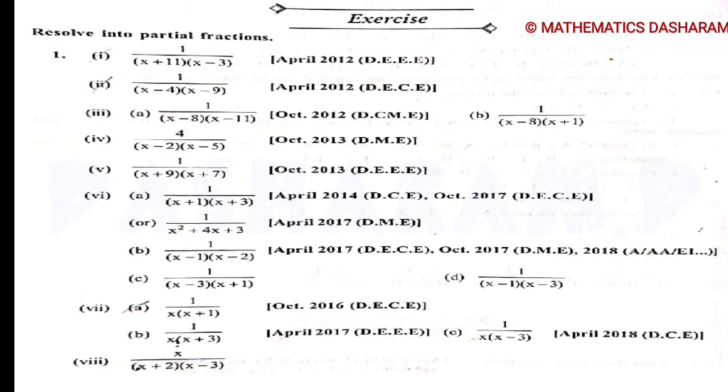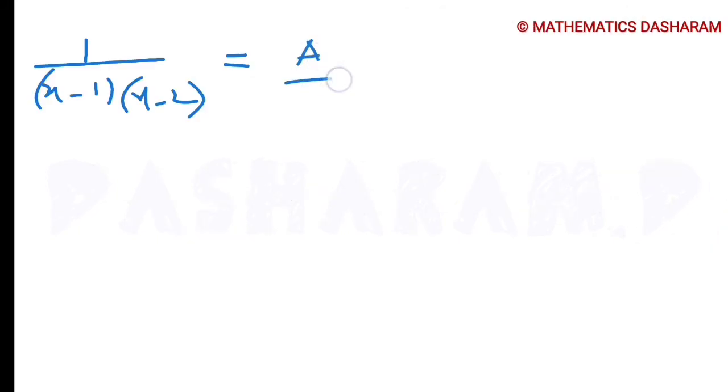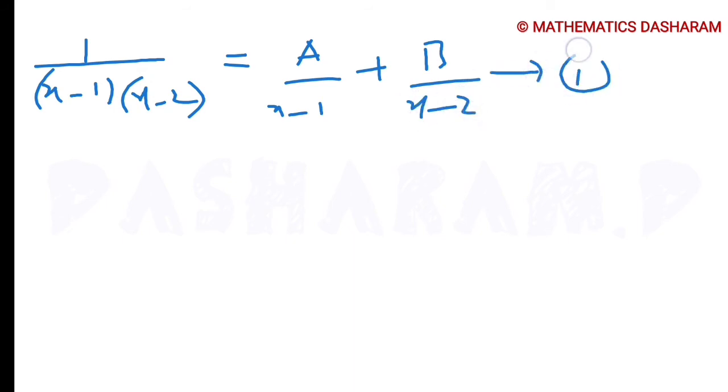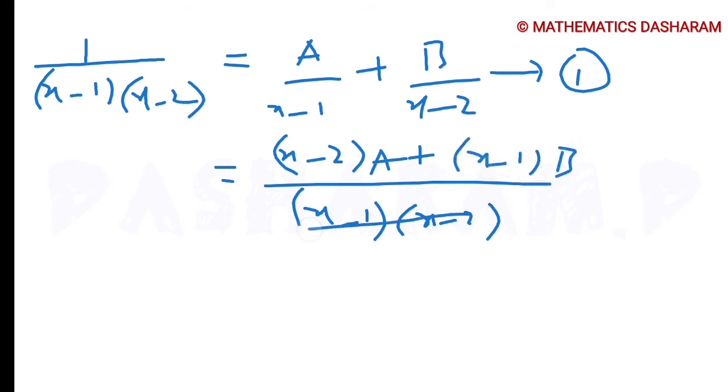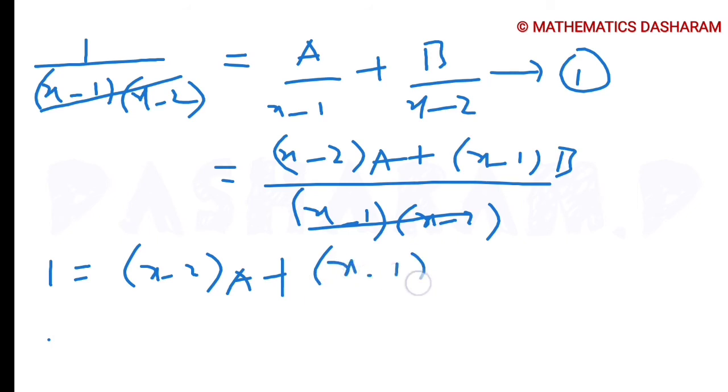Next, b question, 1 by (x + 1) into (x - 2). So here also the denominator has non-repeated linear factors. So then a divided by (x - 1) plus b divided by (x - 2), equation 1. So next take the LCM. So then after that the numerator will become (x - 2) into a plus (x - 1) into b. So the denominators are cancelled, then 1 equals (x - 2) into a plus (x - 1) into b. So take it as equation 2.